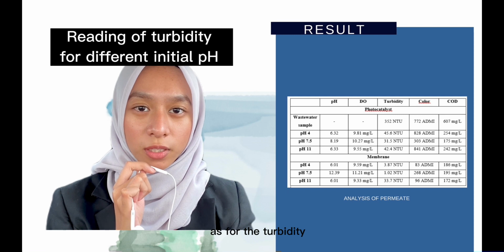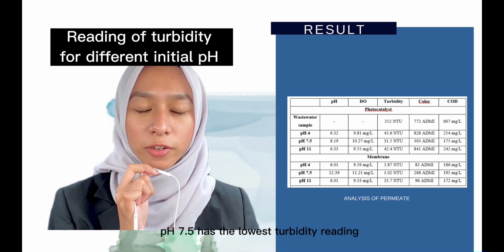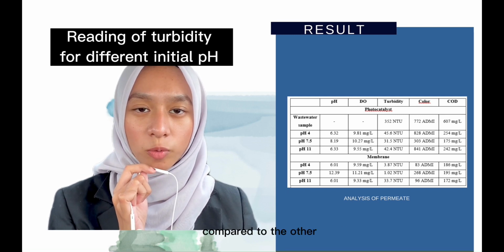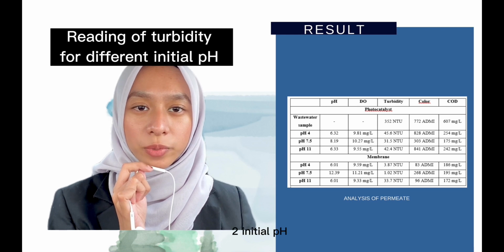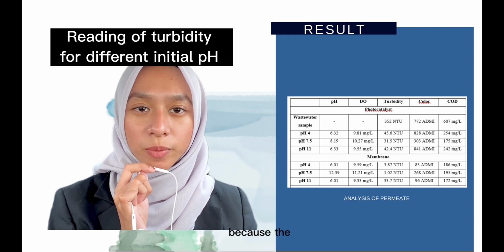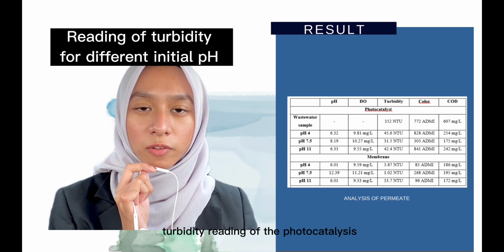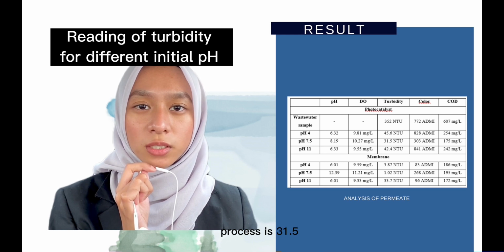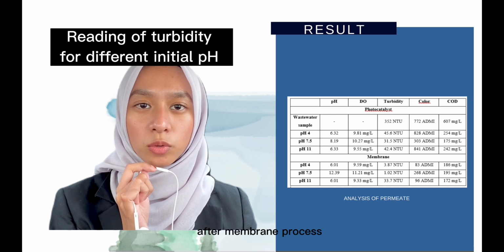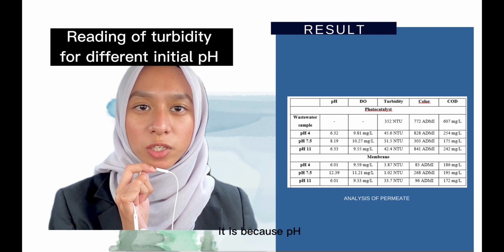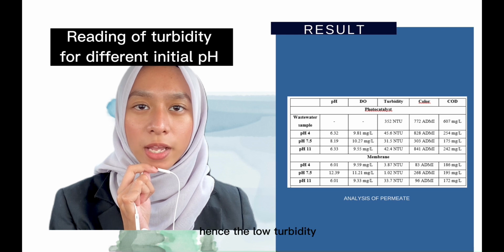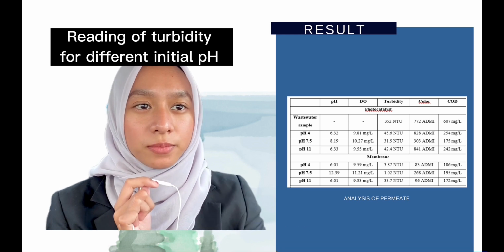As for the turbidity, pH 7.5 has the lowest turbidity reading compared to the other two initial pH. Some reduction happened because the turbidity reading after photocatalysis process is 31.5 and goes down to 1.02 after membrane process. It is because pH 7.5 is neutral and optimum, which makes the water cleaner and clearer. Hence, the low turbidity indicates high clarity.